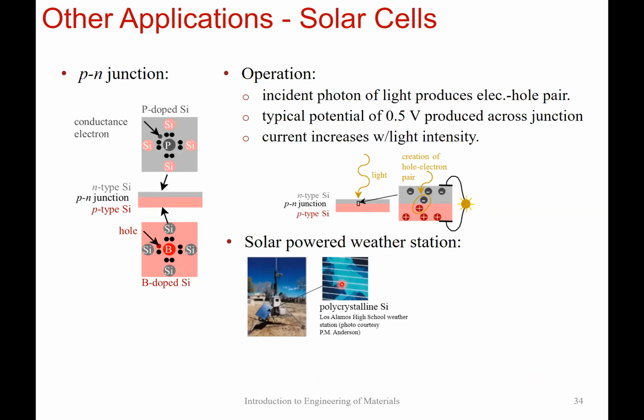The other way is you can still have a PN type junction, but there the incident light that comes in creates the electron hole pair. And then when you drive the electrons one way and holes the other way, then you have electrical conduction, which of course is the premise of how solar cells work.